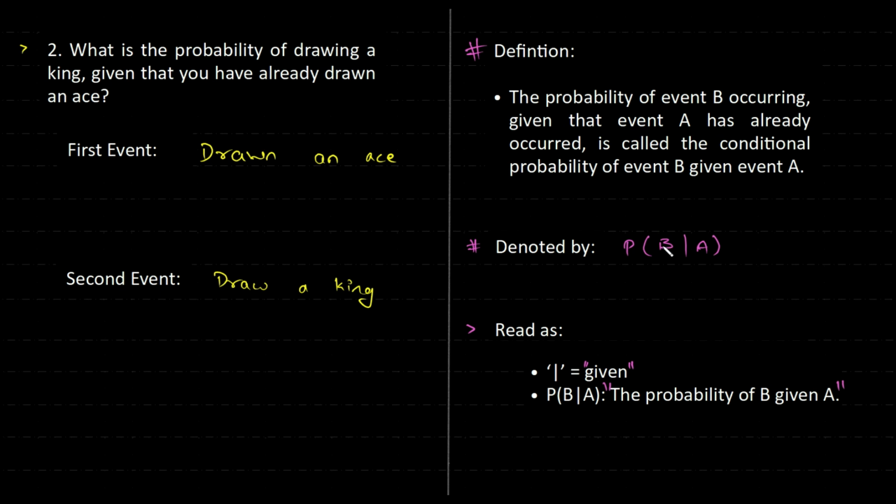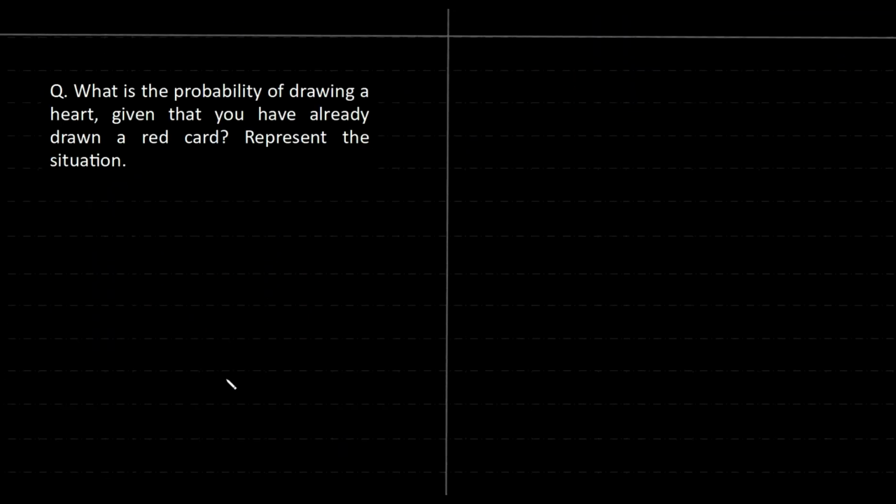Okay, let it sink in. Now, one last example. What is the probability of drawing a heart given that you have already drawn a red card? Represent the situation. So probability of, what is that we are trying to do? We are trying to draw a heart given, right? That straight line. You have a red card.